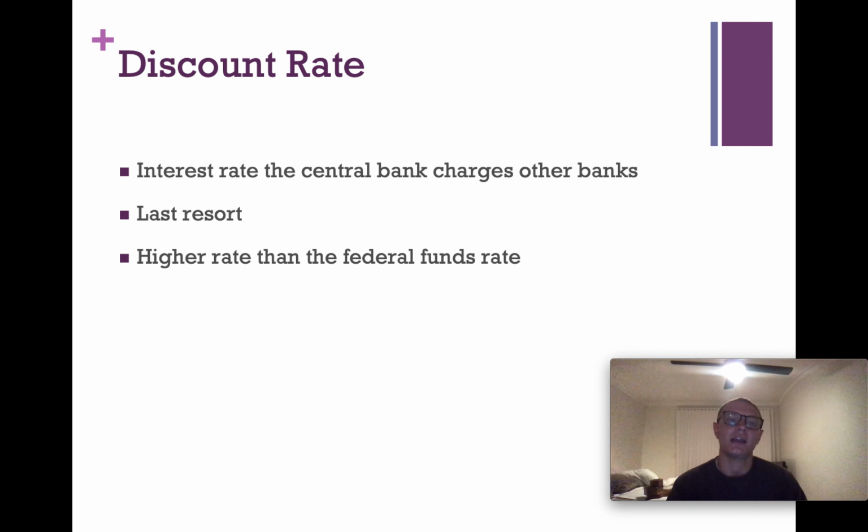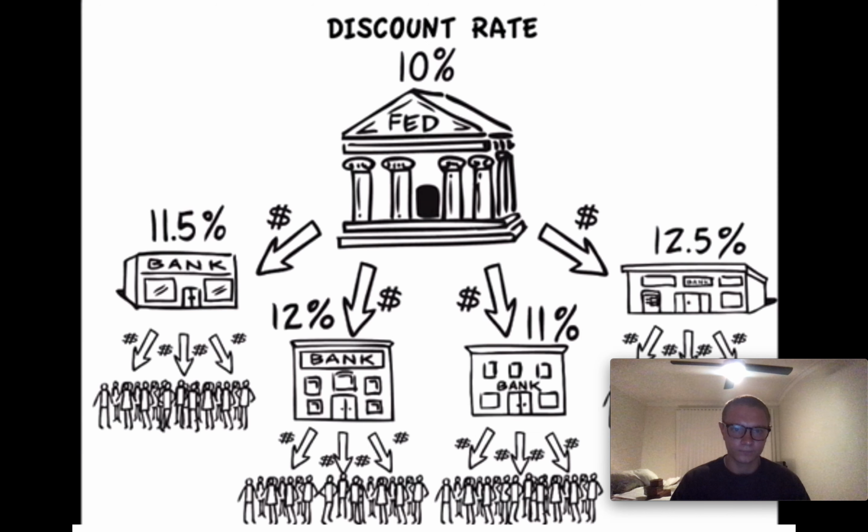This is the interest rate that a central bank charges other banks if they decide to borrow from it. This is often seen as the last resort and can signify when a bank is in deep trouble. This is often higher than the federal funds rate. So let's say the central bank puts their discount rate at 10%. The other banks then have to have theirs at least 10% in order to make profits. And this is felt by the individuals and companies.